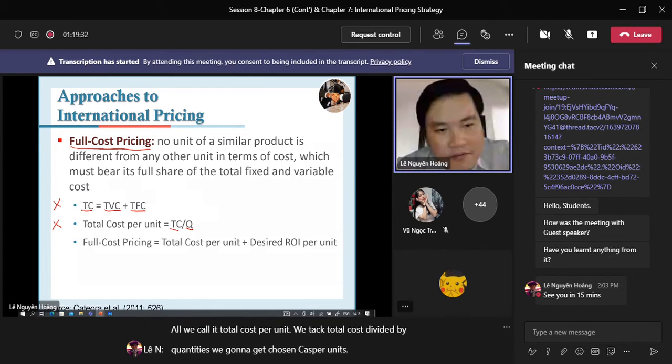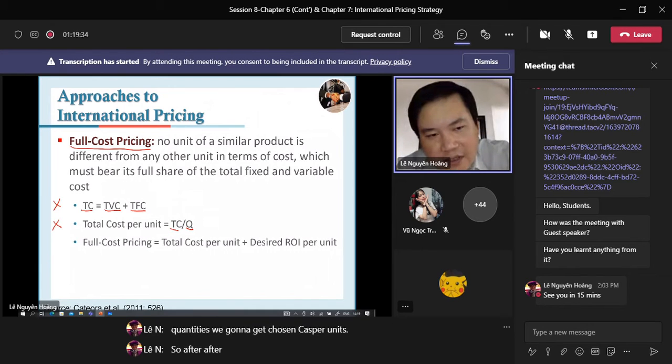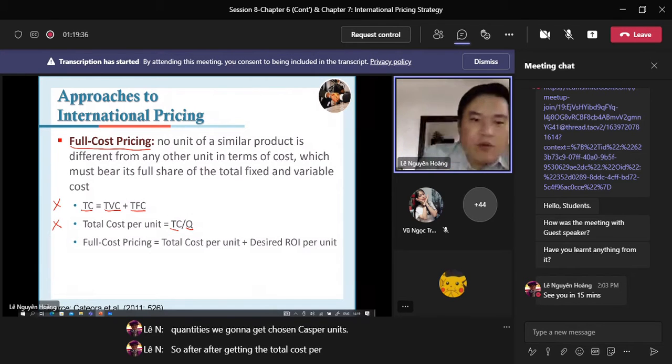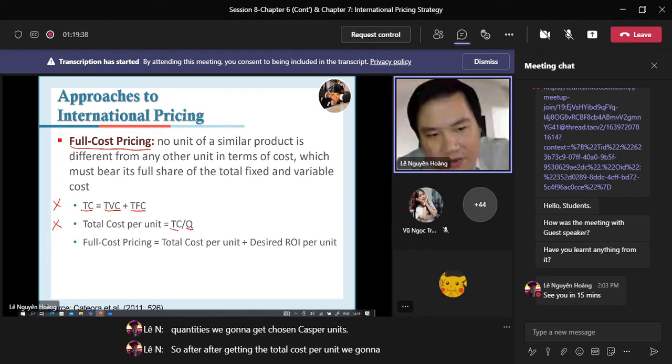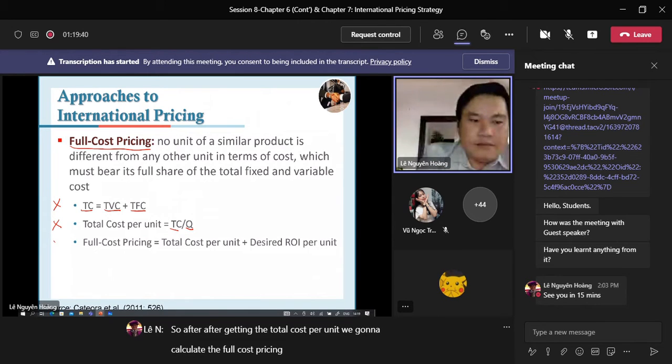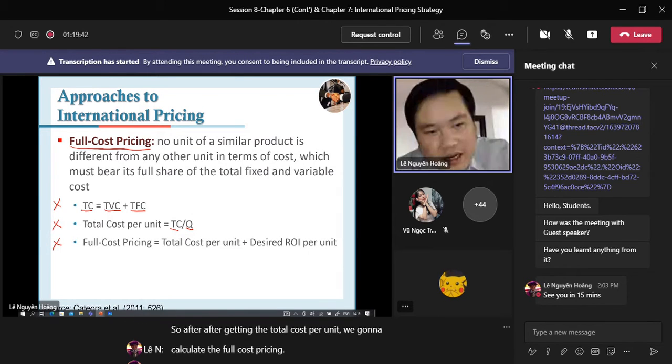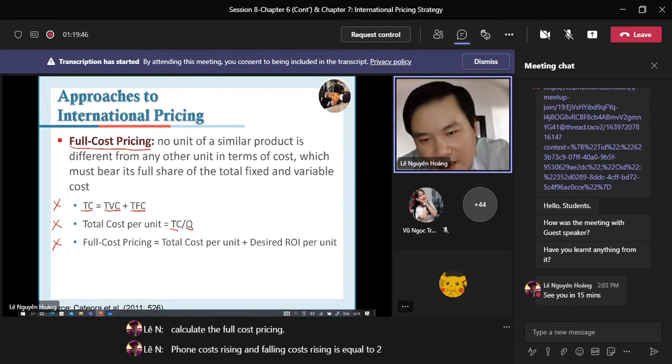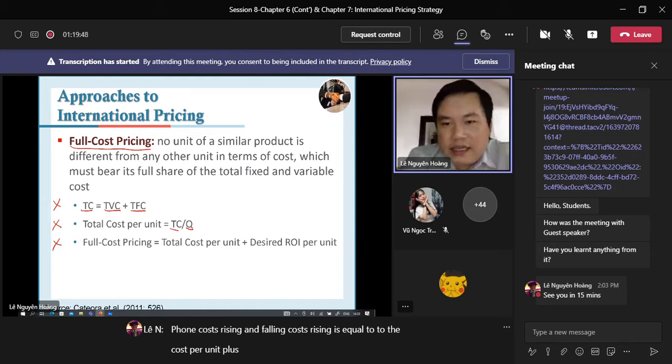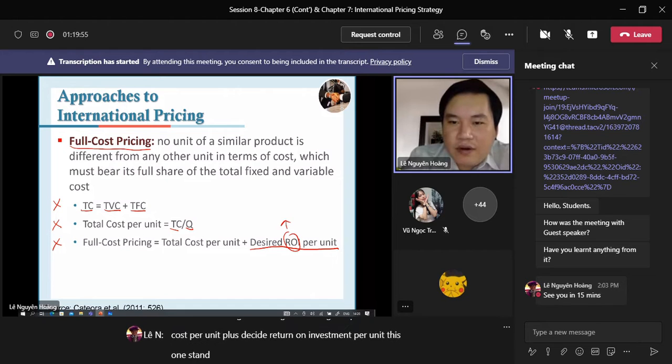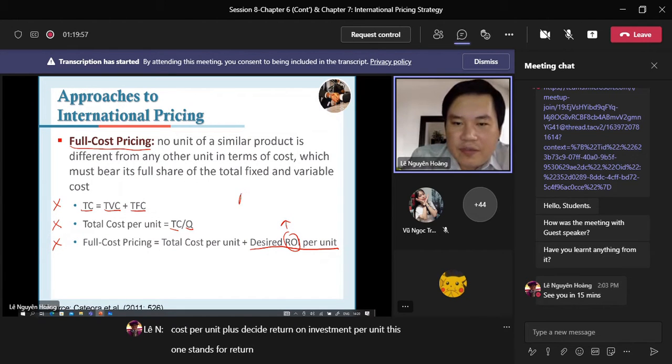After getting the total cost per unit, we calculate the full cost pricing. Full cost pricing is equal to the cost per unit plus desired return on investment per unit. This one stands for return on investment.